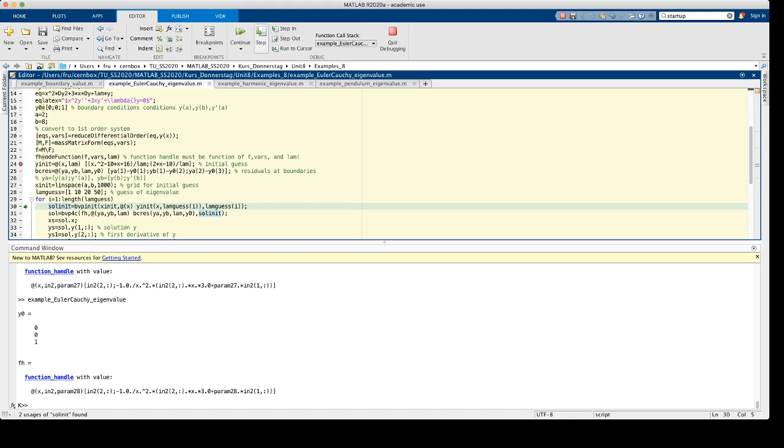Now we are ready to invoke the solver. The solver has, again, three arguments: the function handle, then a function that computes the residuals as a function of ya, yb, and lambda. So we create this anonymous function which takes the result of bcres, our function handle, as a function of ya, yb, lambda, and our initial conditions y0. And the third argument is again sol_init. So we invoke the solver.